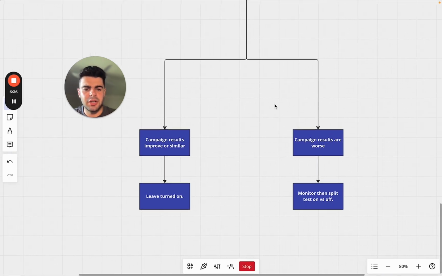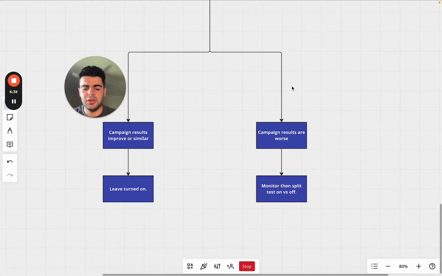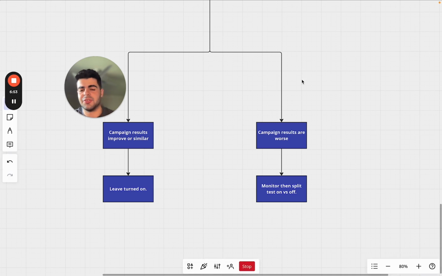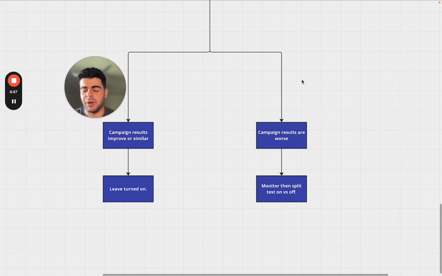The other thing that could happen is that ad set 1 could get some spend, but the campaign level results are worse. Now, what I would do in this situation, this is probably the hardest situation to deal with because it's the most difficult to read, but what you're going to do is monitor and then split test versus on and off. So what I would do is allow ad set 1 to stay on, see if your campaign results stabilize or go back to improving.